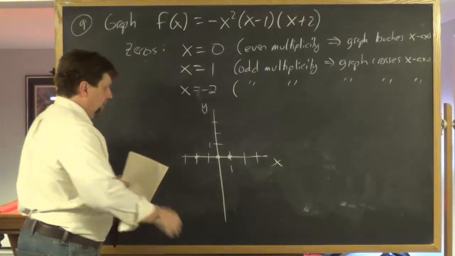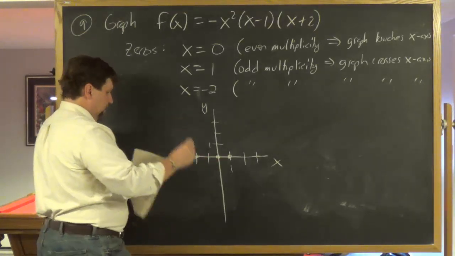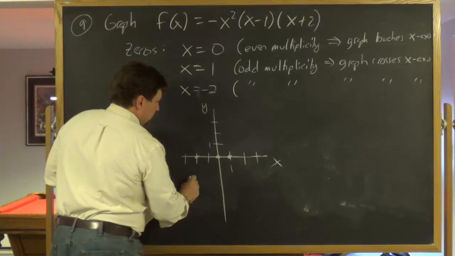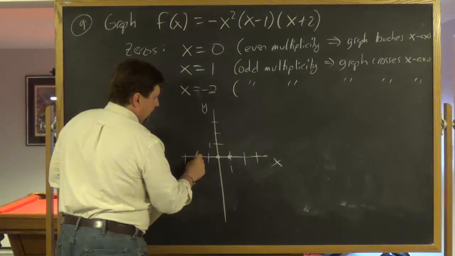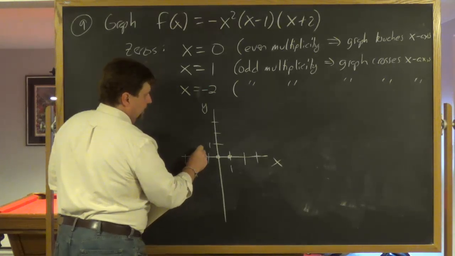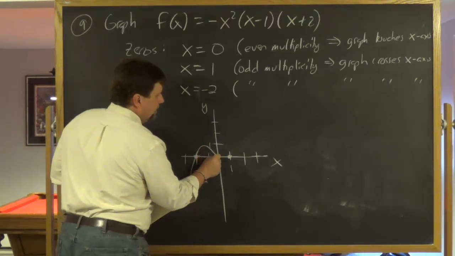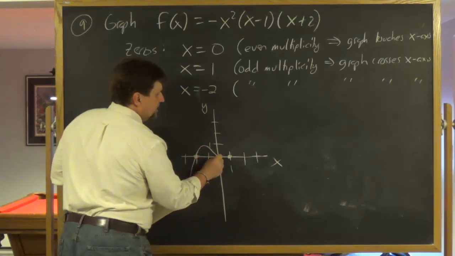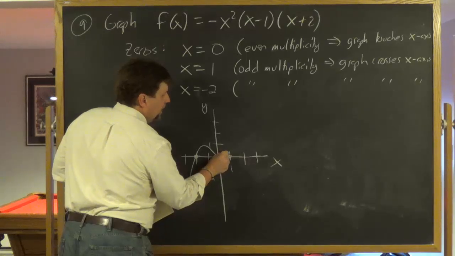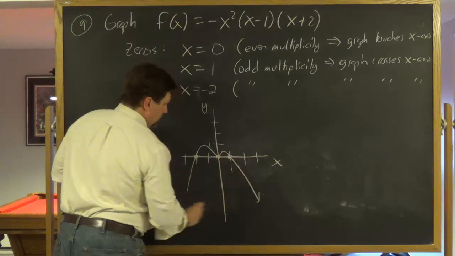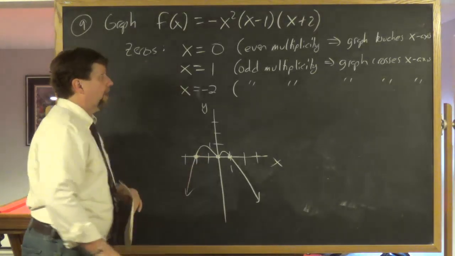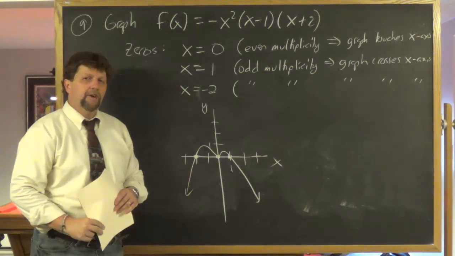So I'm going to get a graph that looks something like this. And keep in mind, this is just a sketch. It's going to do something like this. Here I'm crossing the x-axis at negative 2. Going to come down and just touch the x-axis at 0, bounce back up, and turn and cross the x-axis at x is 1. And that's my rough sketch of this polynomial function.